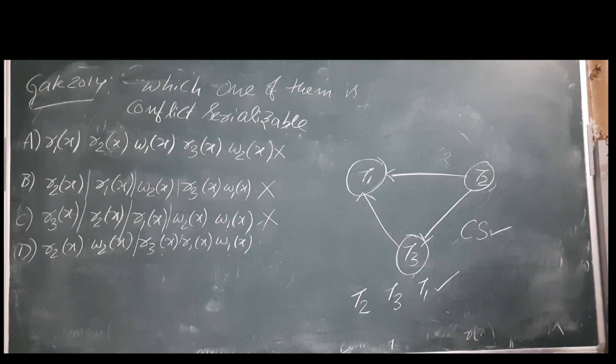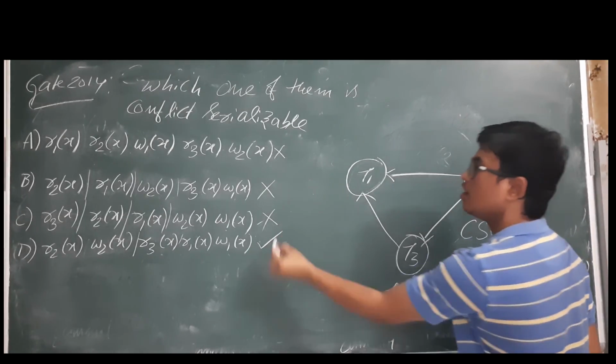So it is conflict serializable. So the right answer is option D.